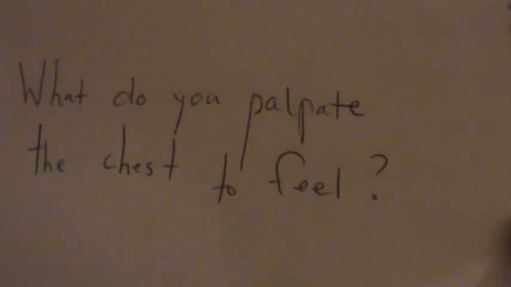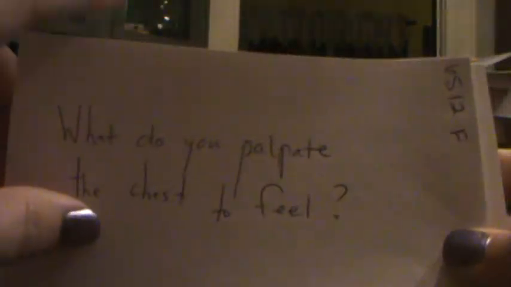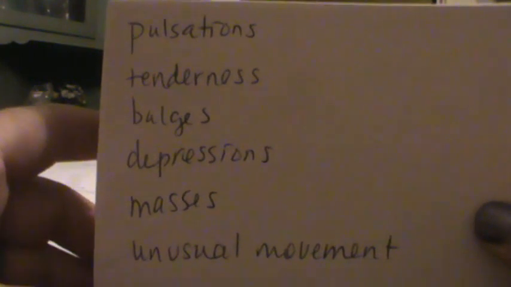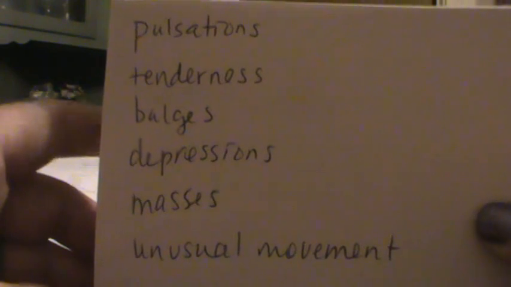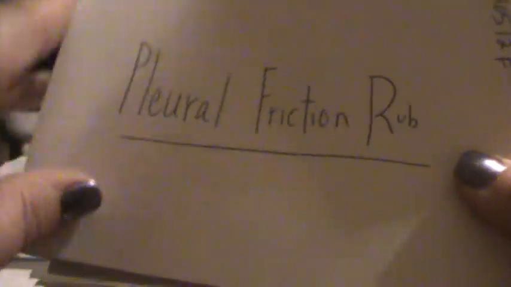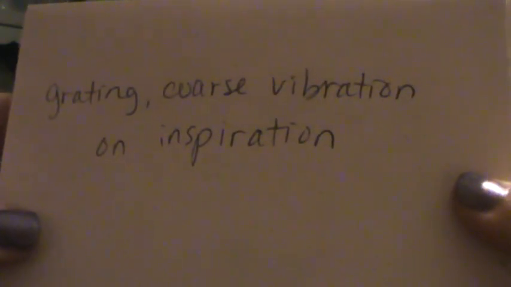What do you palpate the chest to feel? So when we're palpating the chest, we want to look for pulsations, tenderness, bulges, depressions, masses, or unusual movement. What is a pleural friction rub? Pleural friction rub is a grating, coarse vibration on inspiration.